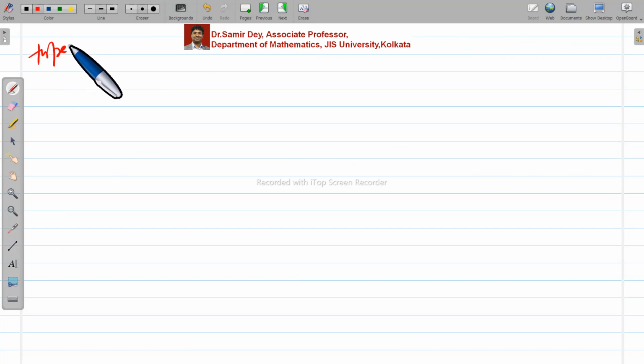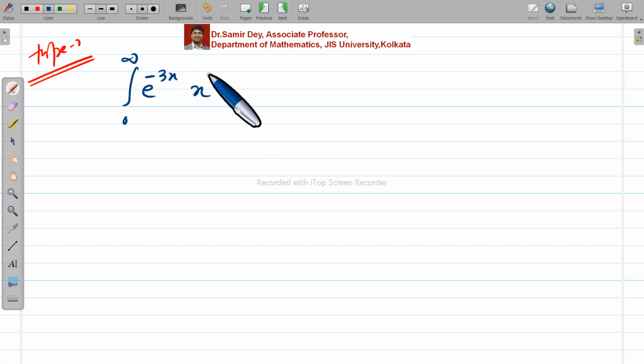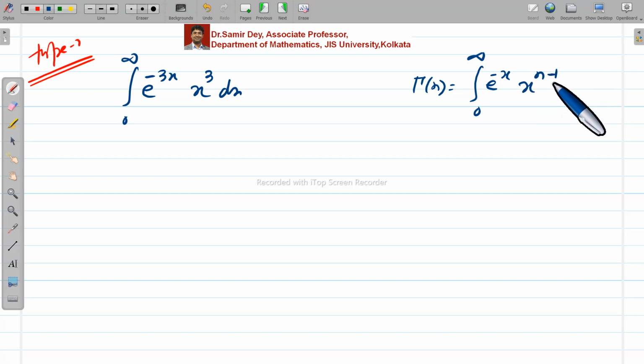Okay. Then you write down type 2. What about the type 2? So here integral from 0 to infinity of e to the power minus 3x, x to the power cube dx. Okay, so first you write down your formula. Gamma n is equal to integral of e to the power minus x, x to the power n minus 1 dx. Now first you have to compare. First you check the range is same. Then your requirement is e to the power minus x. But here it is e to the power minus 3x. Correct? So you need to replace it.